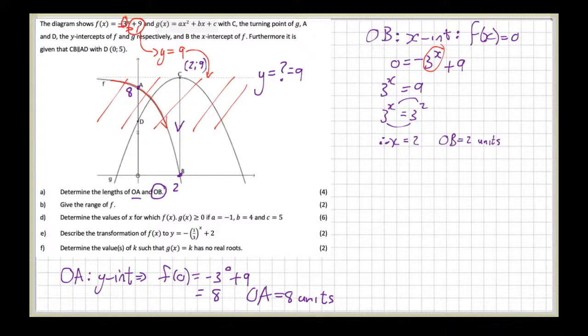Let's quickly have a look at the B question. The B question. The range of f. In other words, y is an element of, and I like to always say to my students, minimum to maximum. So I've got two mountains that's standing in front of the monkey.